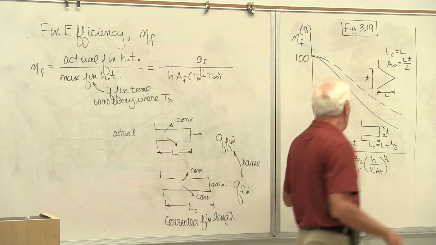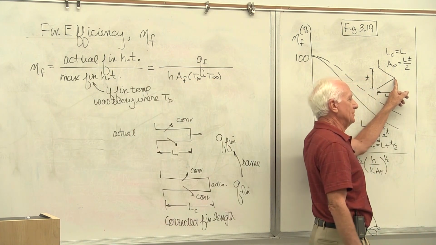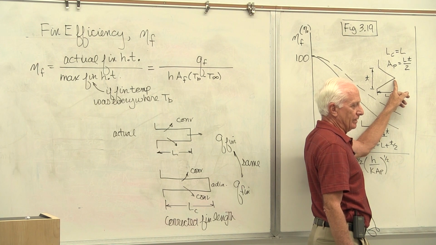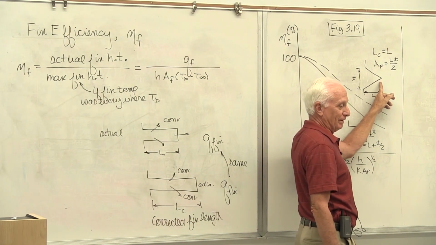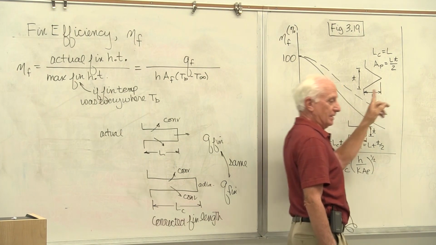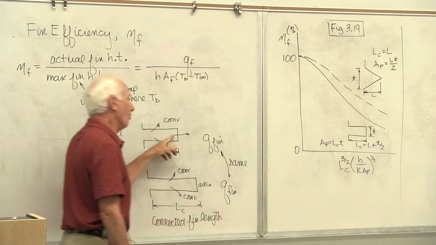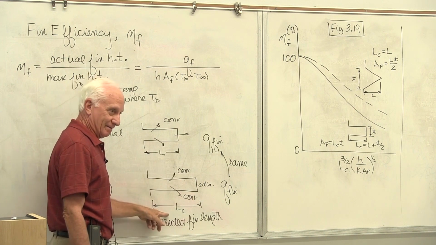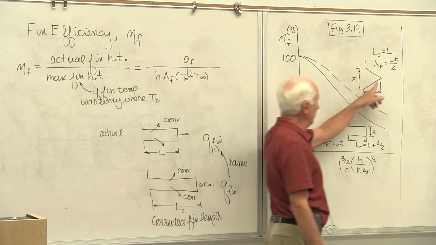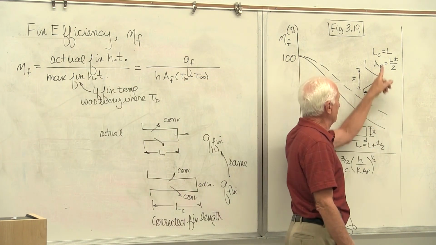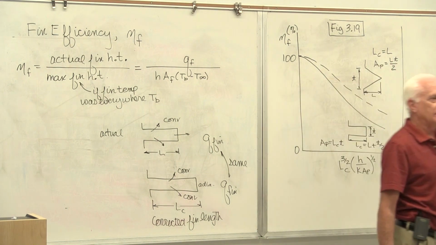Corrected fin length. Why isn't it up here? Well, guess what the area is when x equals L? I'll tell you, it's 0. So you don't have to correct anything because there's no heat loss from the tip of the fin. Is there heat loss from the tip of the fin here? Oh, yeah. Therefore, you correct it. Is there heat loss from the tip of the fin here? Oh, no. So you don't correct it. Question back there?